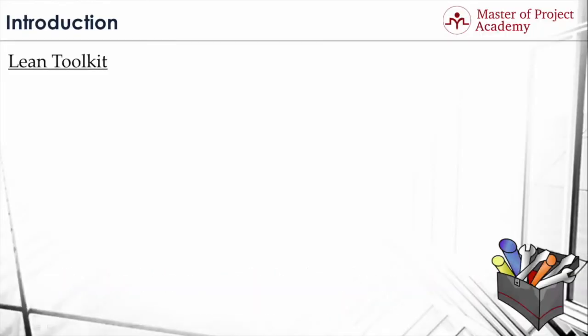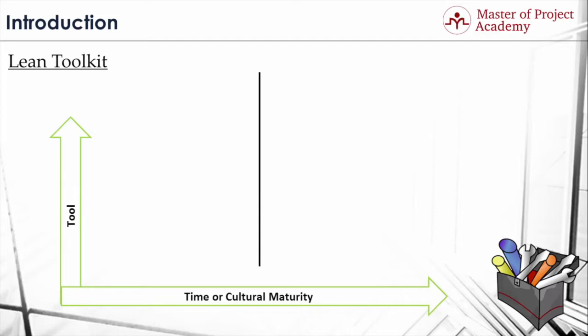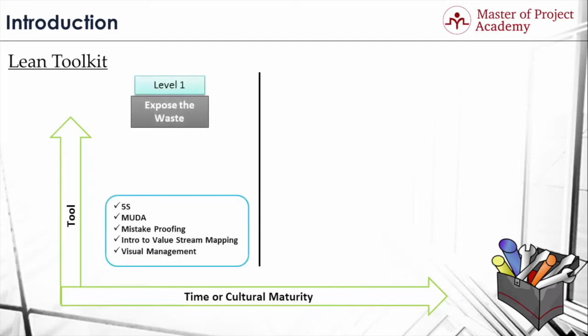Lean Toolkit. The Lean Toolkit offers practical tools and techniques that can help Lean and other specialists on the shop floor to deliver Lean decisions as a routine task of their Lean-driven business operations. This toolkit has been divided into 2 levels. The first level is targeted at exposing the waste. To expose the waste, it takes help of 5 tools, i.e. 5S, MUDA, Mistake Proofing, Value Stream Mapping or VSM, and Visual Management.